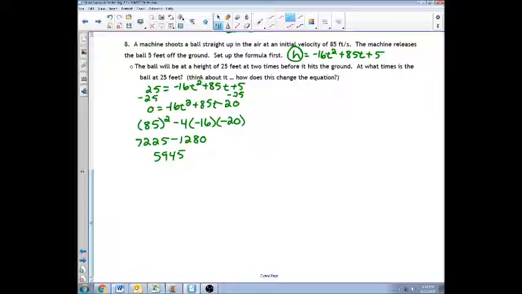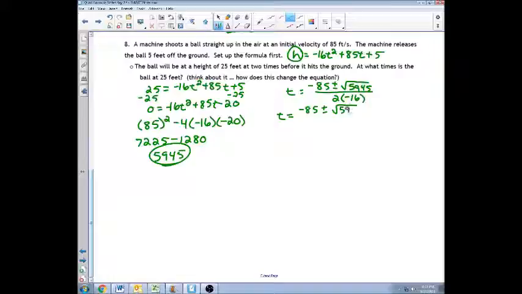It's asking for what 2 times will the ball reach 25 feet. So t would equal, using the quadratic formula, the first step is the opposite of b. Well, my b value is 85, so it'll be negative 85 plus or minus the square root of my discriminant, 5,945, over 2 times my a value, which is negative 16.